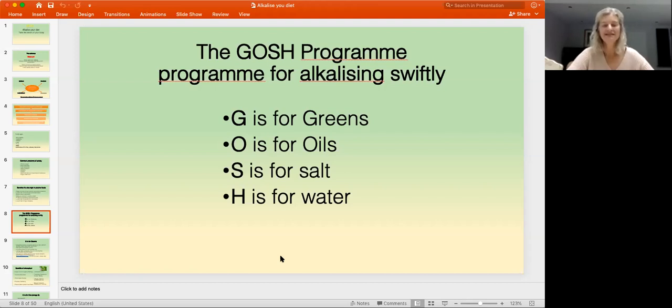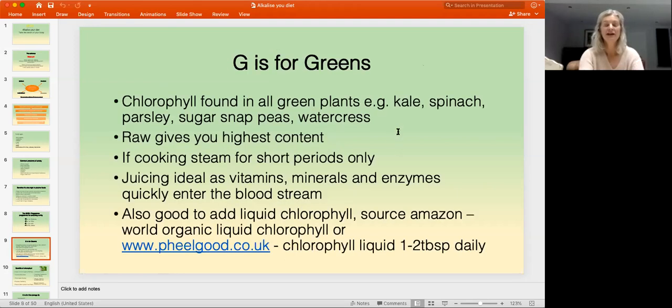The S is for salt, so the right amount, not too much, but the right amount of good quality salt. And the H is for water, something that is essential to human life. So when it comes to greens, what we're looking for is the chlorophyll that is found in all green plants.